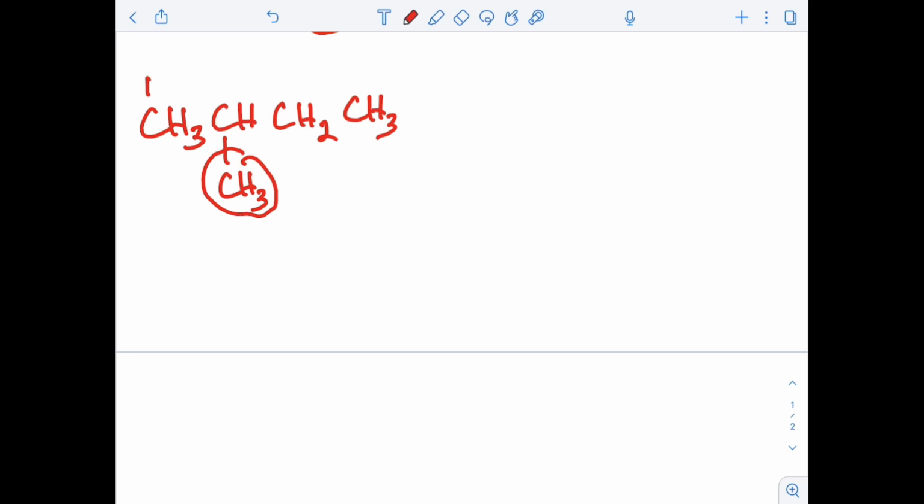In this situation, this substituent is closest to this carbon. So you name it 1, 2, 3. And this methane substituent is called a methyl when it's attached to a carbon chain. Methyl. So that is methane, but it's called methyl. Located at 2-methylbutane.